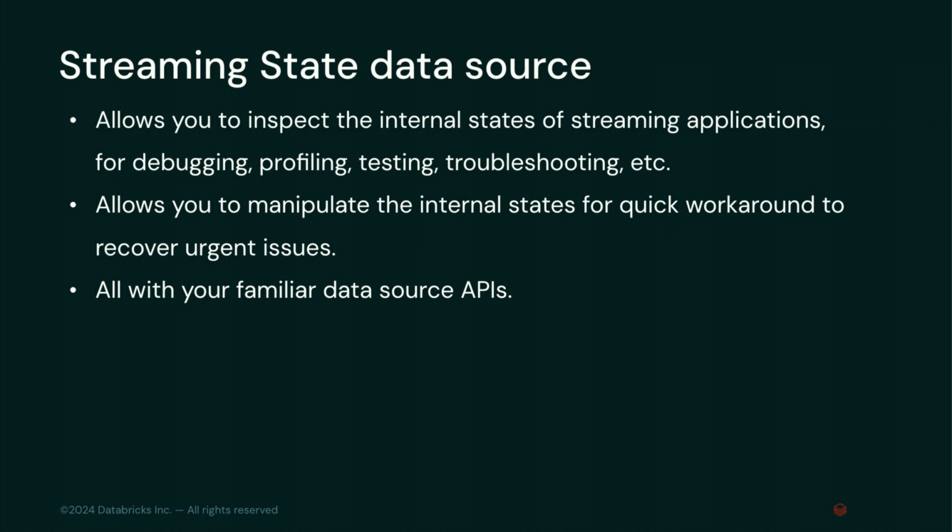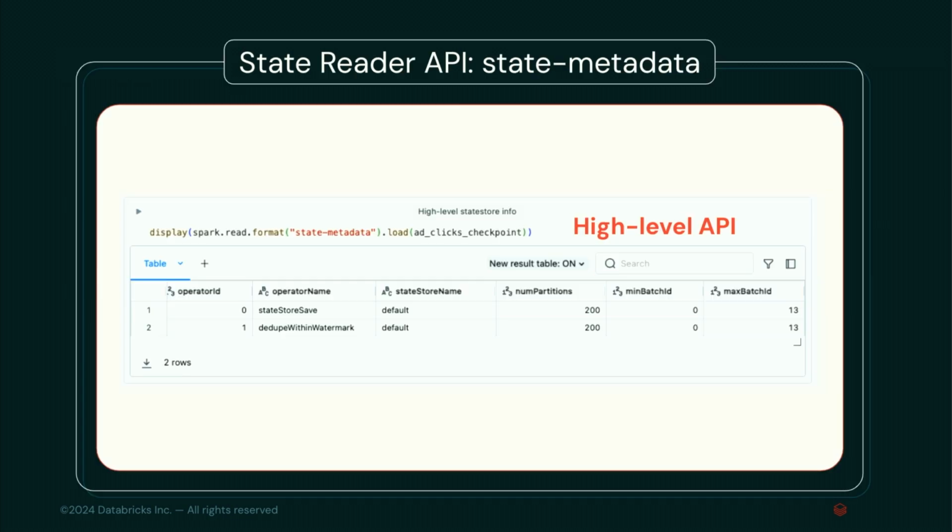So in Spark 4.0, we will introduce a new data source called the streaming state data source. It allows you to inspect the internal state of the streaming application for debugging, for profiling, for testing, for troubleshooting, for whatever reason you want. And it's a data source that can also support writes. So it allows you to manipulate the internal state of the streaming application if you want to recover from some very urgent streaming issues and keep your query running. And all of this is done with your familiar streaming data API. So let's see an example.